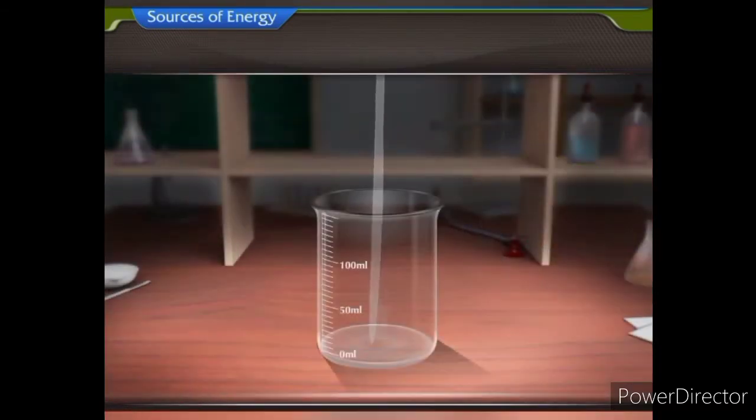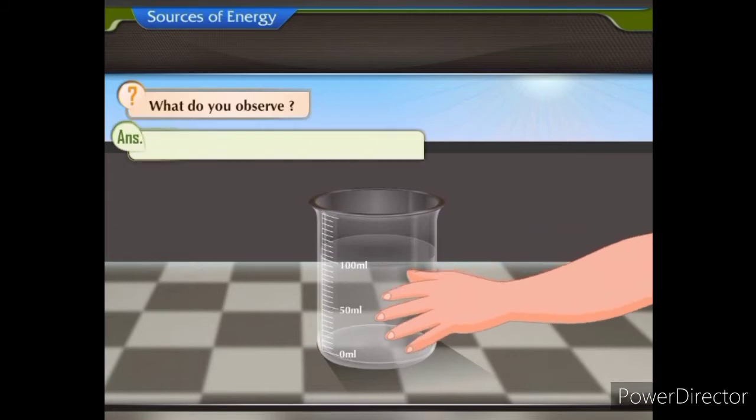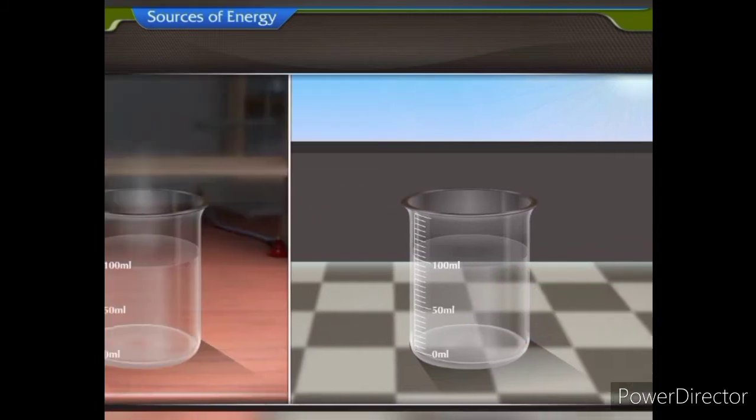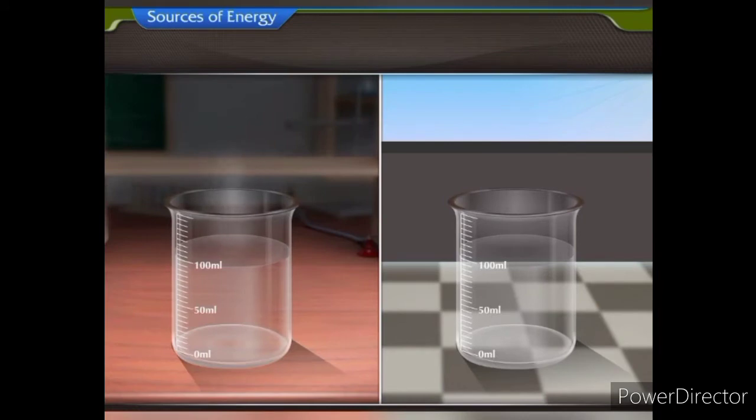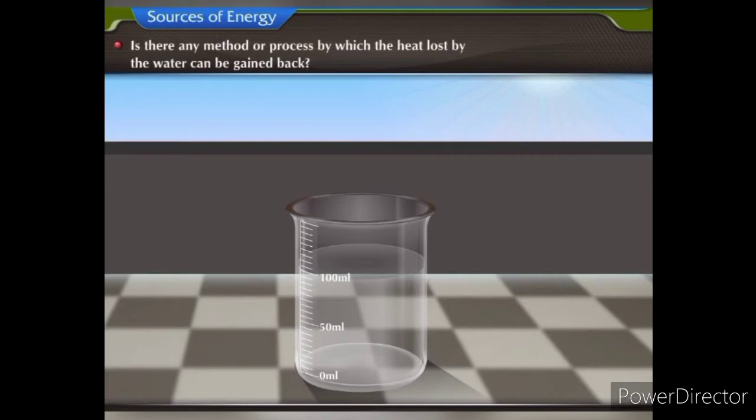Take 100 milliliters hot water in a beaker. Place the beaker in open space. What do you observe? You will observe that the temperature of the water falls down. This happens because of the heat exchange between the water and the surroundings. Is there any method or process by which the heat lost by the water can be gained back?